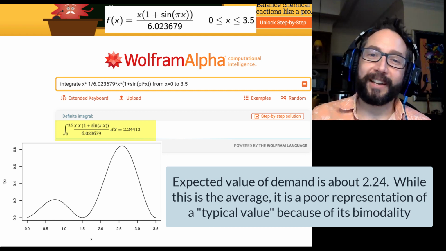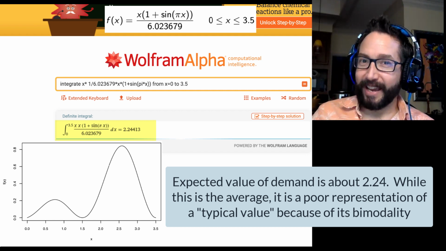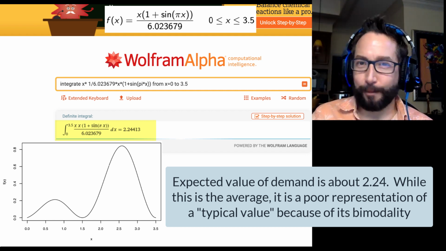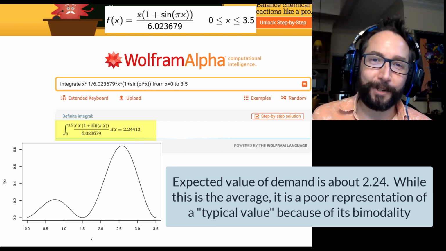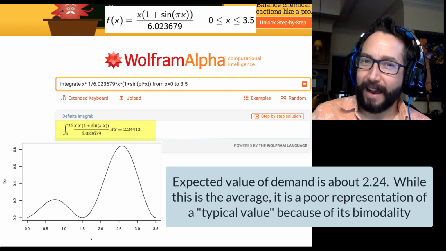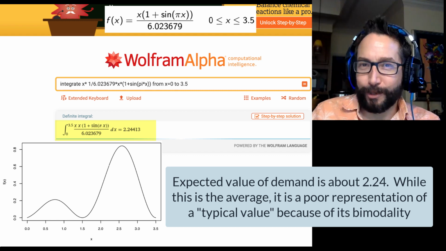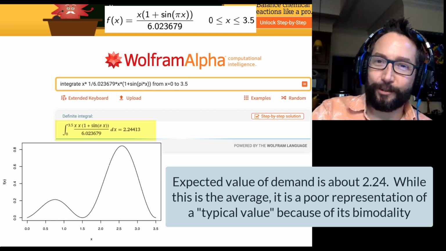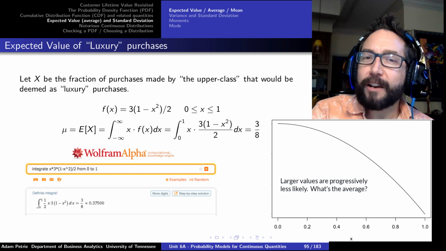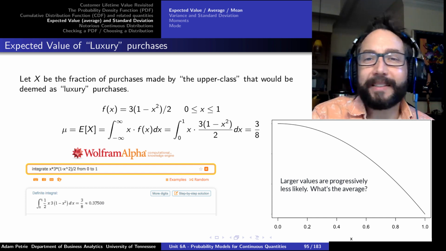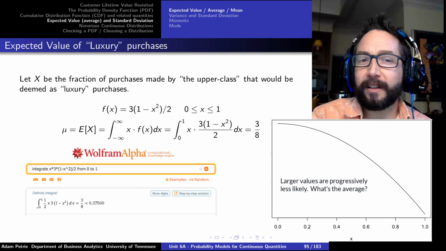Now, once again, is that a useful summary in this case, saying that the typical value we might see is around 2.4? Well, not really, because it's a bimodal distribution. We should really save average values, typical values, for just ones with a single mode, but at least it illustrates the procedure.